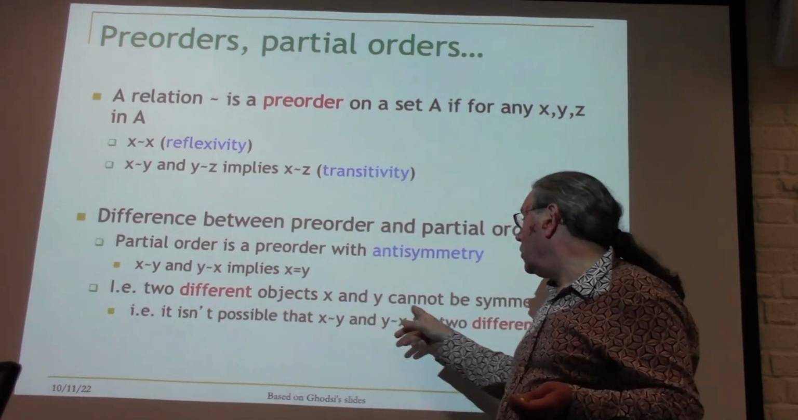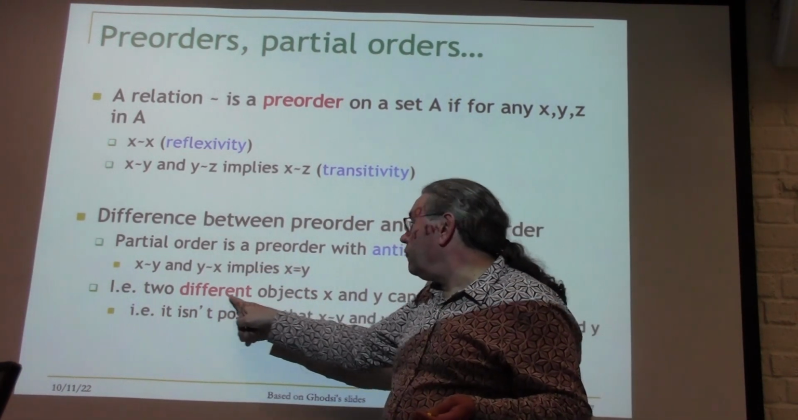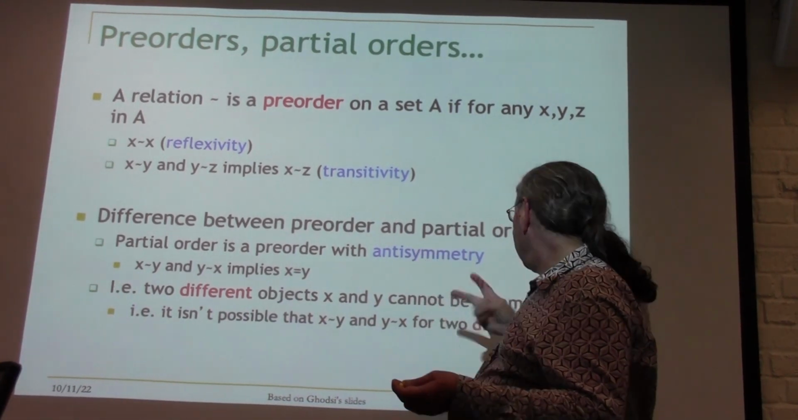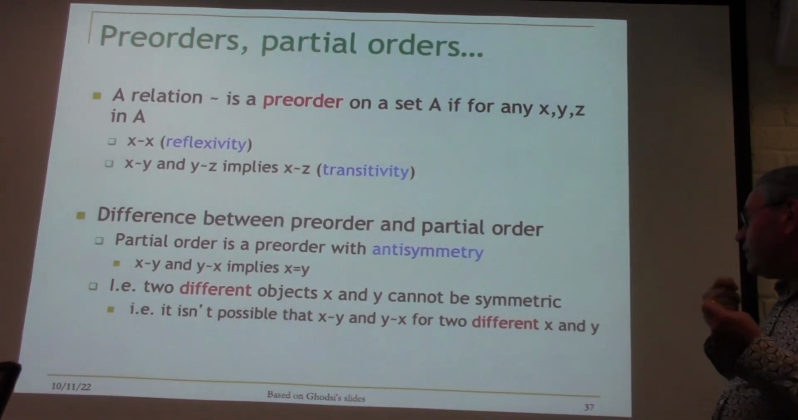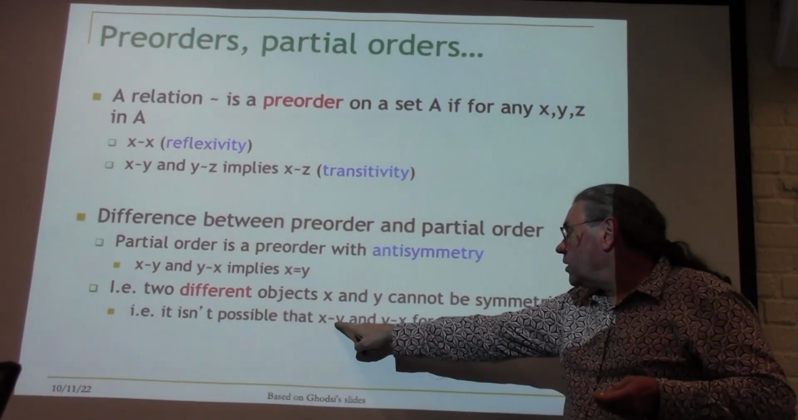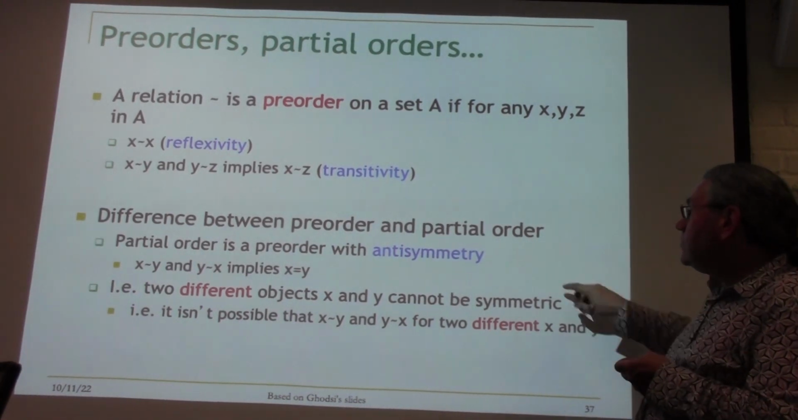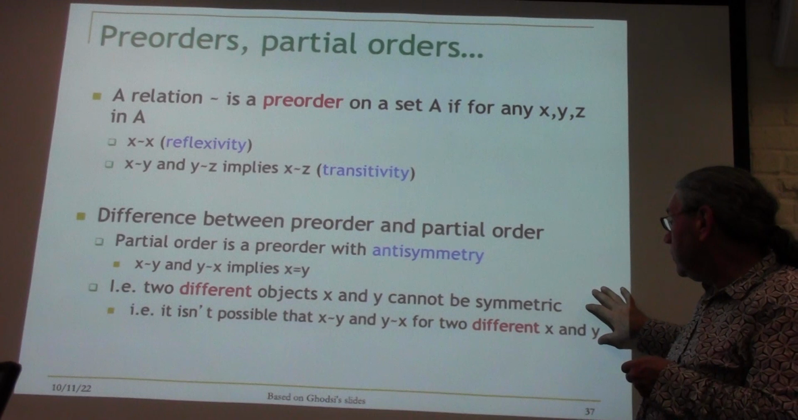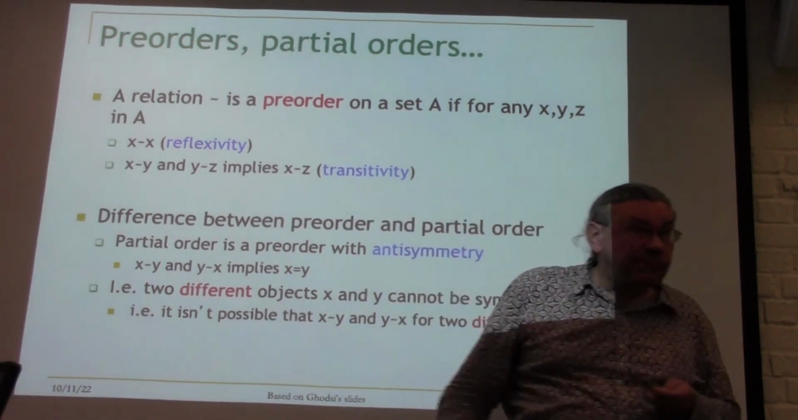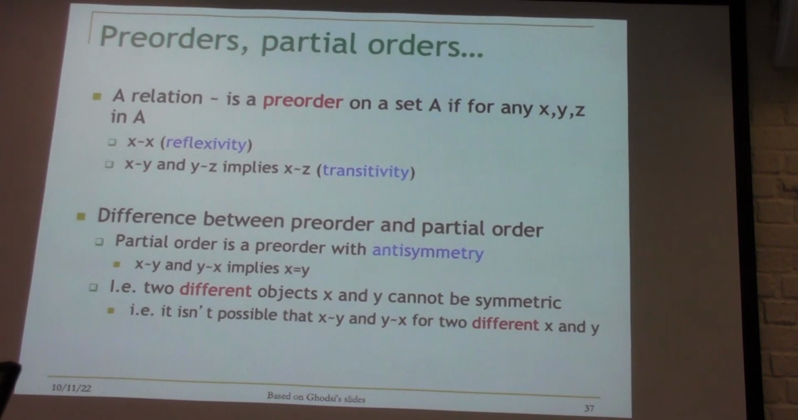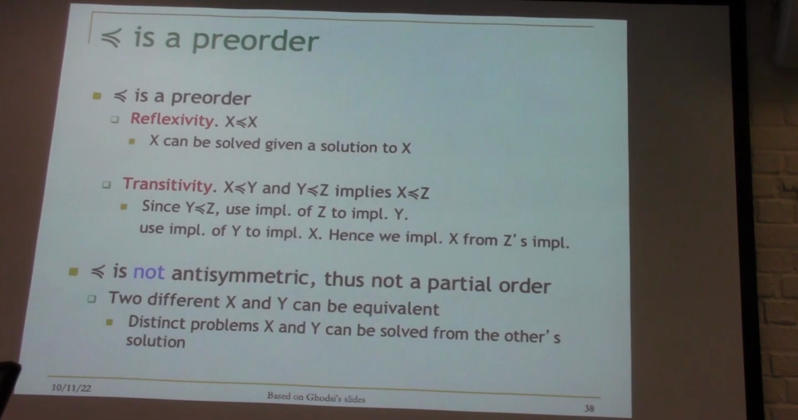So in a partial order, if two objects are connected symmetrically, it's the same object. We can't have x connected to y and y connected to x for two different x and y. In a partial order that's not possible, but in a pre-order it is possible. We can have two things that are connected in two directions, but they're not the same thing. The example is problems.